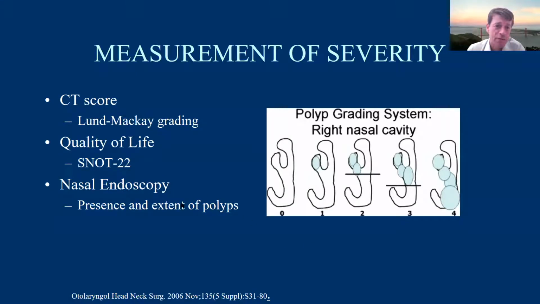Quality of life and nasal endoscopy are also very, very important. Nasal endoscopy obviously helps you do this grading component. The CT score gives you a better sense of what's happening throughout the sinuses, not just with your view of the polyps themselves.